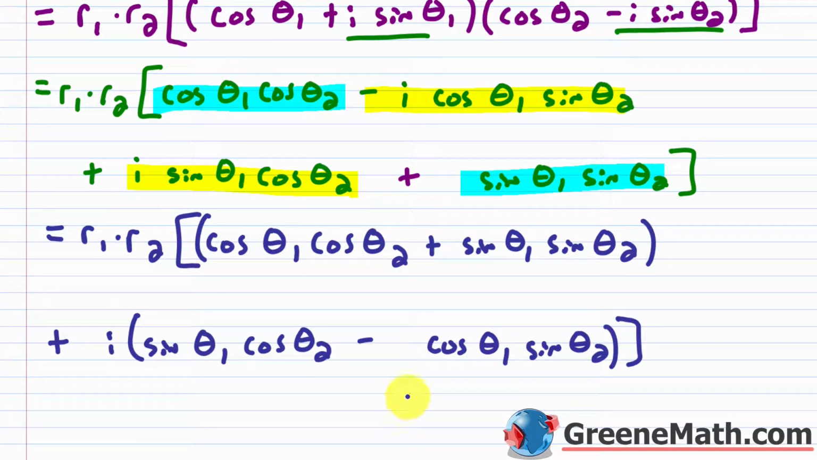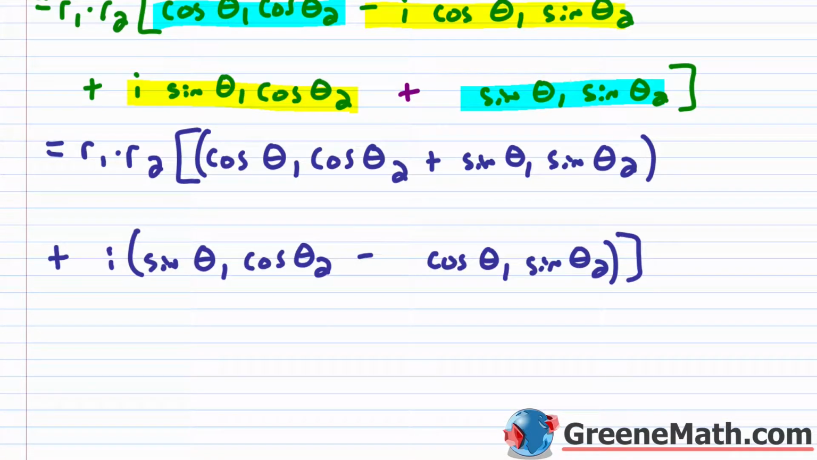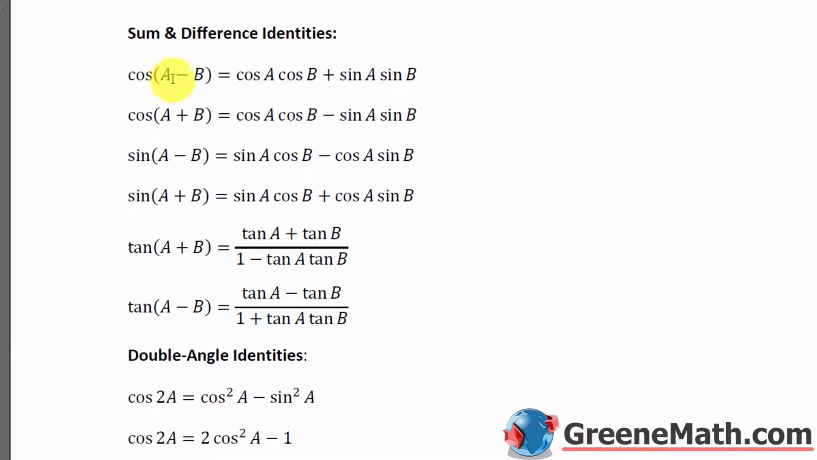So now what I'm going to do is go back, and think about an identity that would help me out here. So I have cosine of some angle, let's call it theta sub 1, times cosine of some other angle, theta sub 2. Then plus we have sine of some angle, theta sub 1, times sine of some angle, theta sub 2. If we go back, you see that cosine of A minus B follows that pattern, right? Cosine of some angle A times cosine of some angle B, then plus sine of some angle A times sine of some angle B.